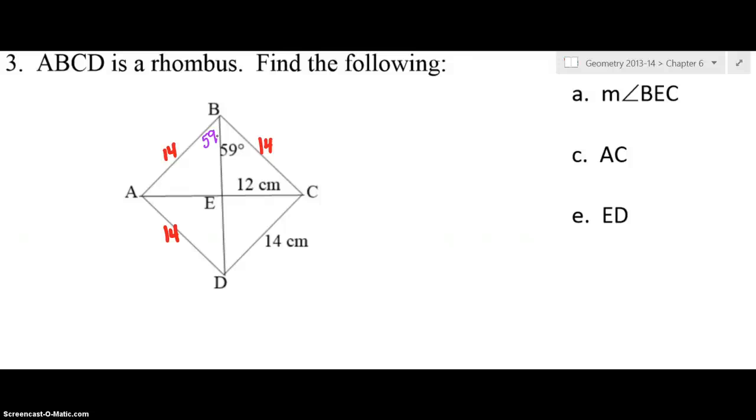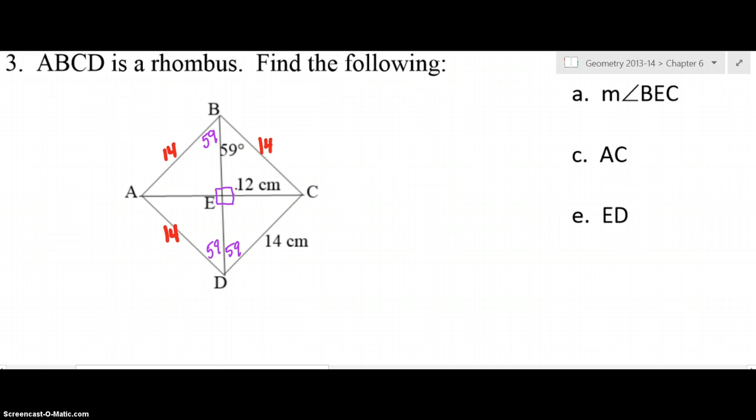We know that opposite angles are congruent because it's a parallelogram, so check this out. We are going to find those in just a moment. But talk to me about the diagonals of a rhombus. What else is special about the diagonals in a rhombus? Yes, they are perpendicular. They intersect at a right angle or a 90-degree angle. So all of these angles are 90.